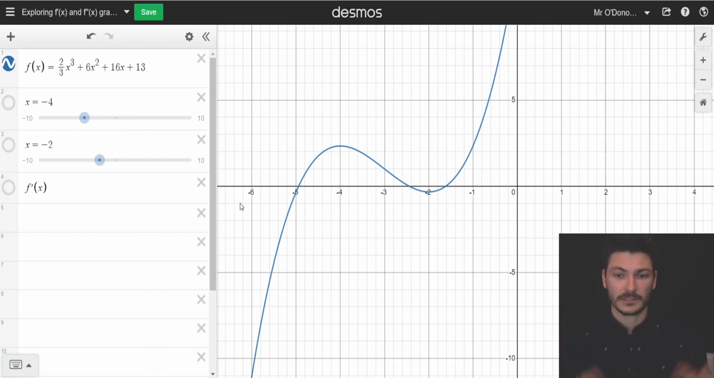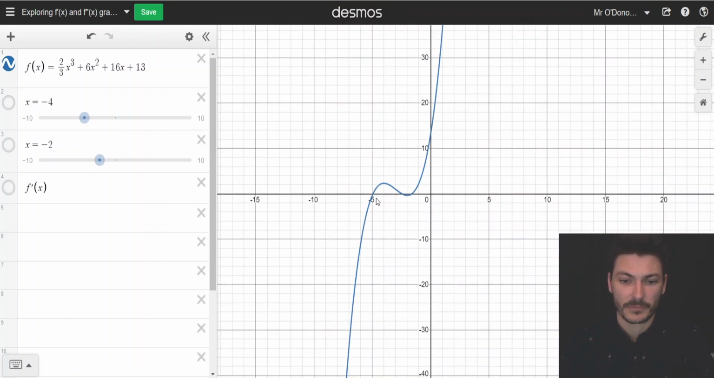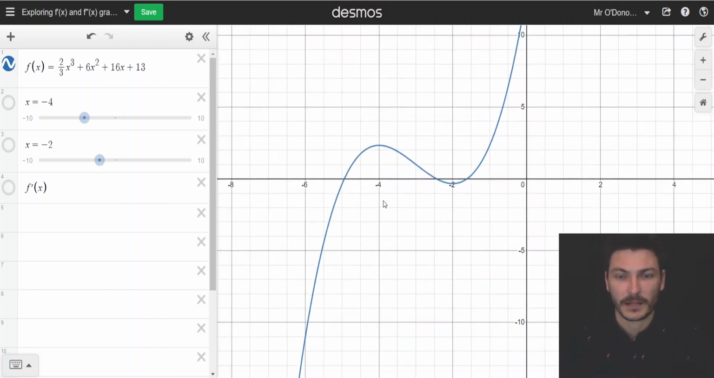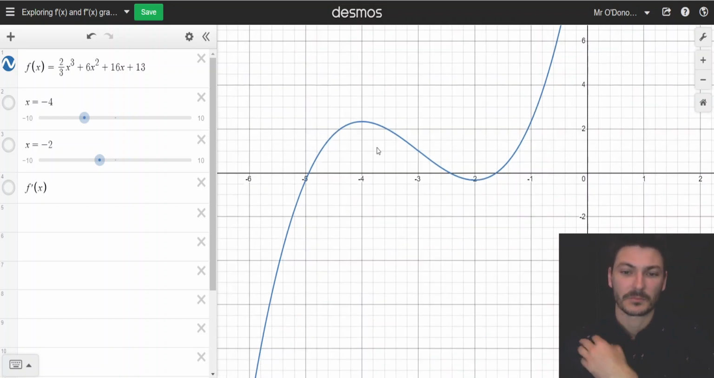So graphically, here we go. I've got a function here. It's f of x is equal to 2/3 x cubed plus 6x squared plus 16x plus 13. And this is what it looks like. If I zoom out, it goes on forever in both directions into negative infinity and positive infinity. But the cool part and the most important part is this bit here.